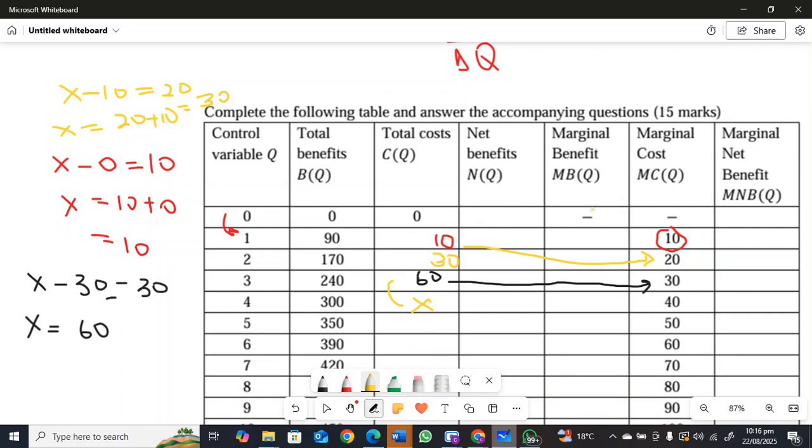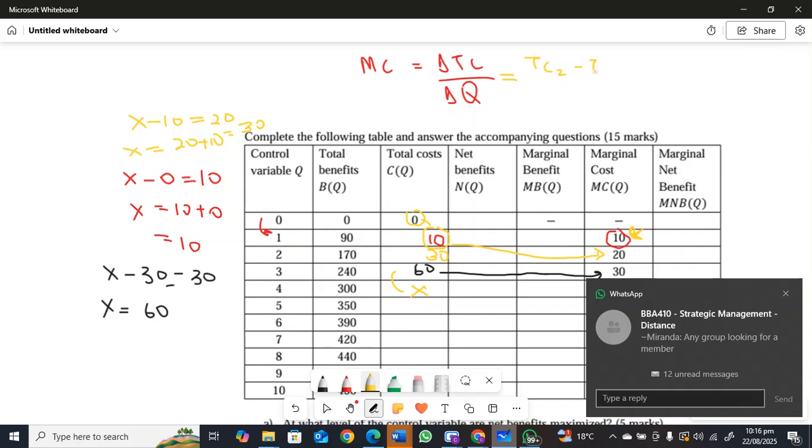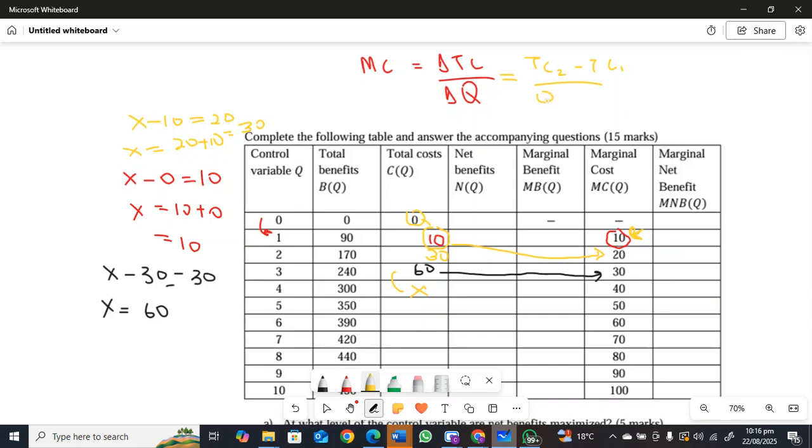Remember, madam, let me illustrate it again. For example, to get this marginal cost of 10 here, it is this 10 minus this 0, because remember, marginal cost is change in total cost over change in Q. When we say change in total cost, it's TC2 minus TC1 over Q2 minus Q1. So you subtract this value minus this to get this marginal cost. Now the thing is, we are working in reverse. We've already been given the quantities and the marginal cost, so now we have to find the total cost.